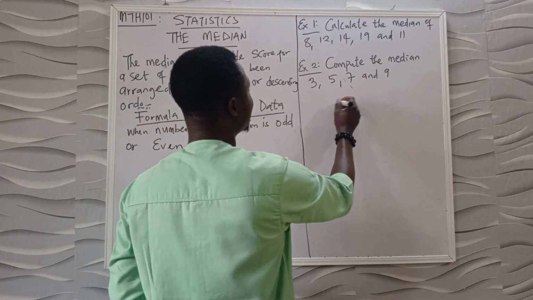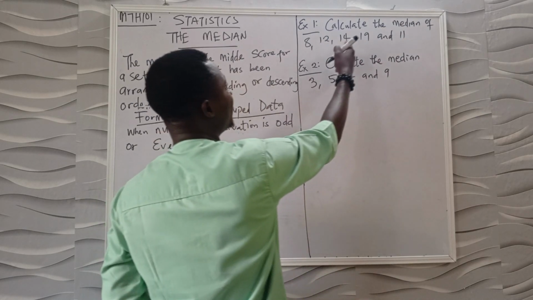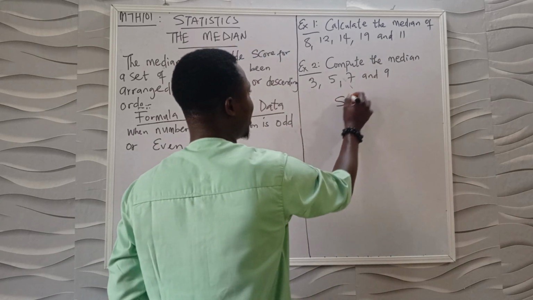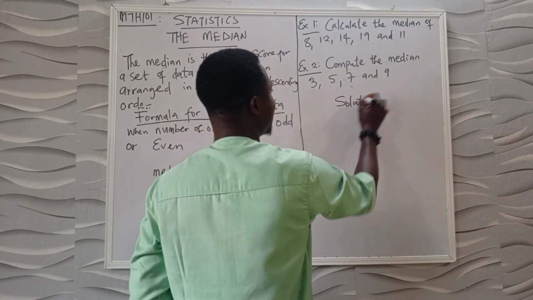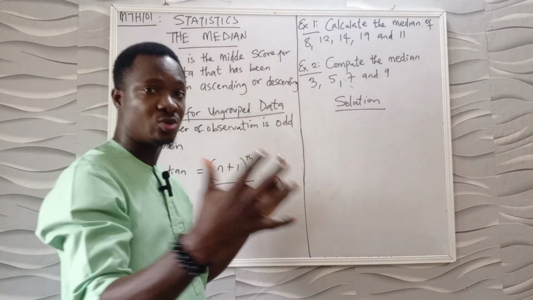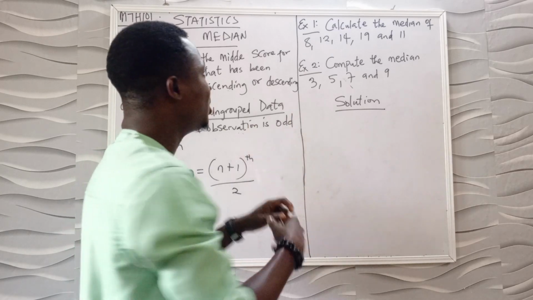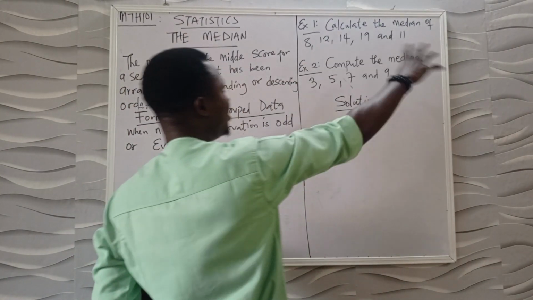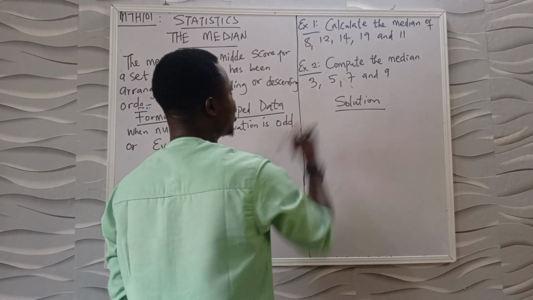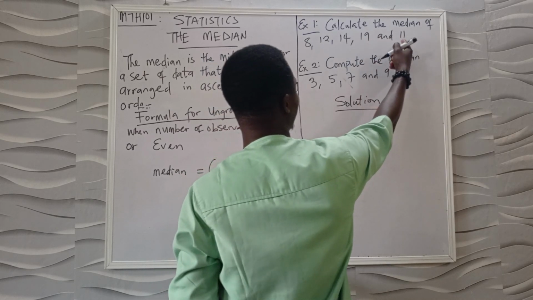Example 1 says calculate the median of 8, 12, 14, 19 and 11. So we have the solution. Now this is what we call ungrouped data. Ungrouped means that they are not together. We are not having them in a group or compatible form, but this is just a series or an array of data. So we have 8, 12, 14, 19 and 11.